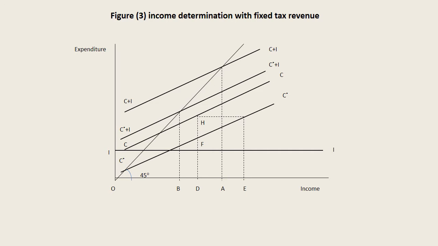As a result, the imposition of tax leads to a decrease in total income or output from OA to OB. The difference between OA and OB represents the decrease in output, which is the decrease in expenditure multiplied by the multiplier.